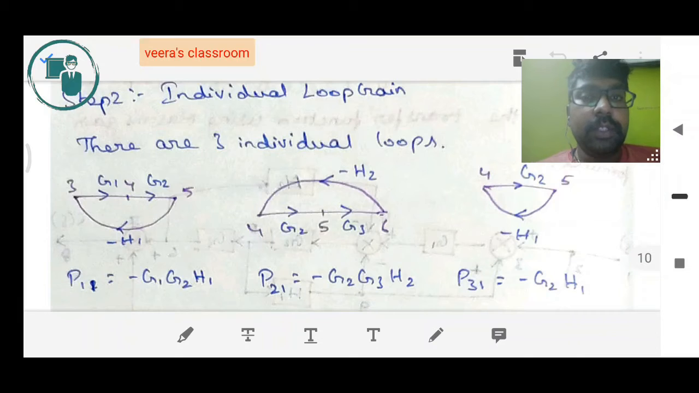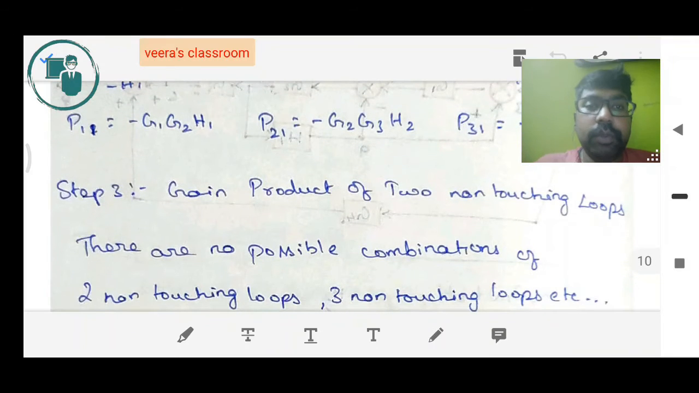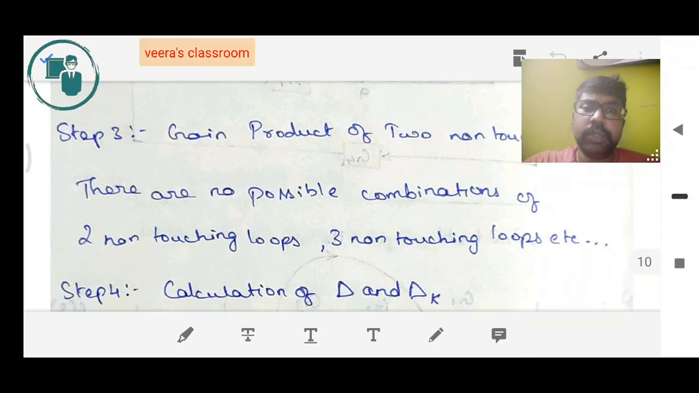Now we will check the common nodes, because step number 3 is to find the 2 non-touching loops. When you check these 3 individual loops, the first individual loop is 3, 4, 5. The second one is 4, 5, 6. So the first and second have 4, 5 in common. When you check the third one, it's 4, 5. So all 3 individual loops have 4, 5 in common. So there are no 2 non-touching loops, and probably no 3 non-touching loops also.